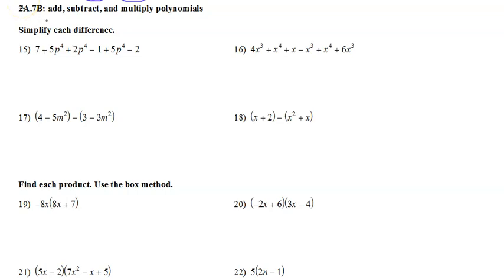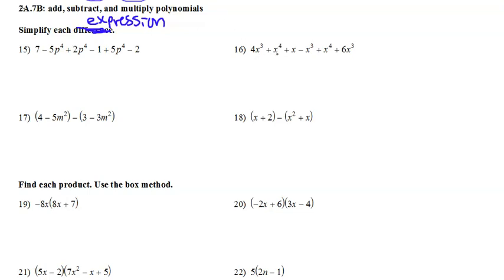Algebra 2, 7b. Add, subtract, and multiply polynomials. Simplify each difference. Actually, it should be each expression here. Okay, let's look at number 16.